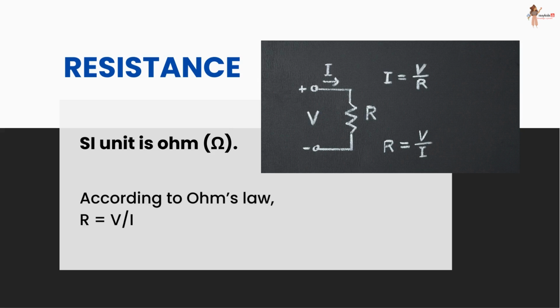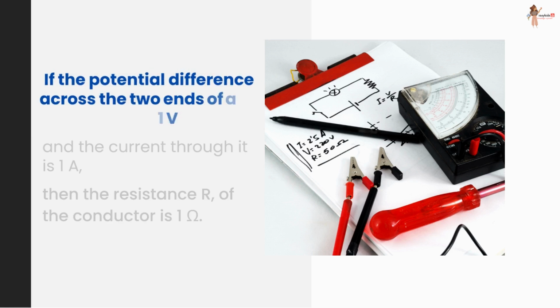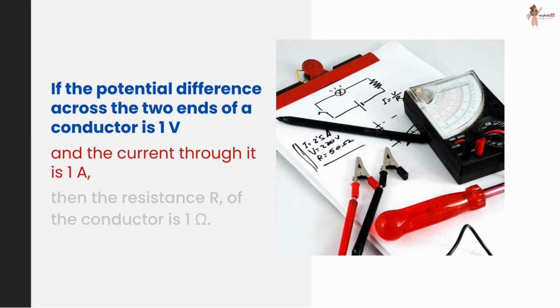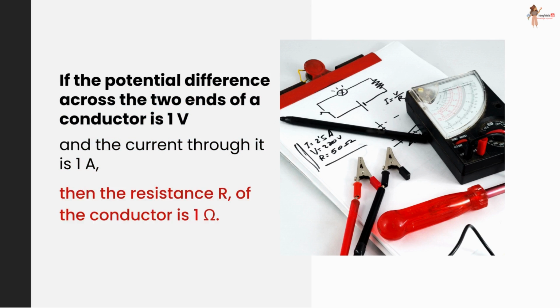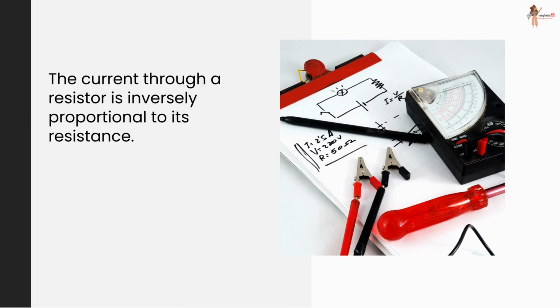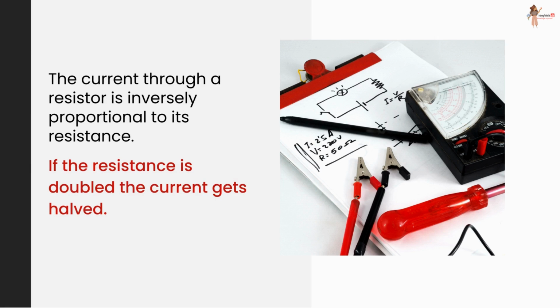According to Ohm's law, R is V upon I. If the potential difference across the two ends of a conductor is 1 volt and the current through it is 1 ampere, then the resistance R of the conductor is 1 ohm. That is, 1 ohm is 1 volt by 1 ampere. It is obvious that the current through a resistor is inversely proportional to its resistance. If the resistance is doubled, the current gets halved.